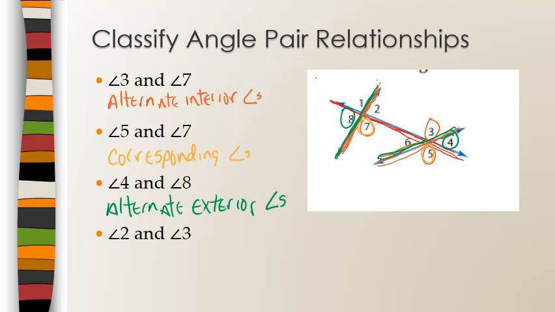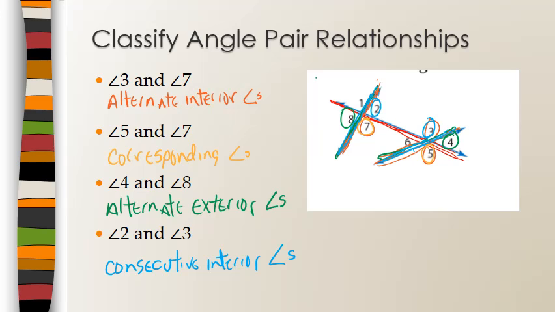And the last pair we're asked to identify is 2 and 3. Well, angles 2 and 3 are both on the inside of the lines that the transversal is intersecting, but they're on the same side of the transversal. And so therefore these are consecutive interior angles.